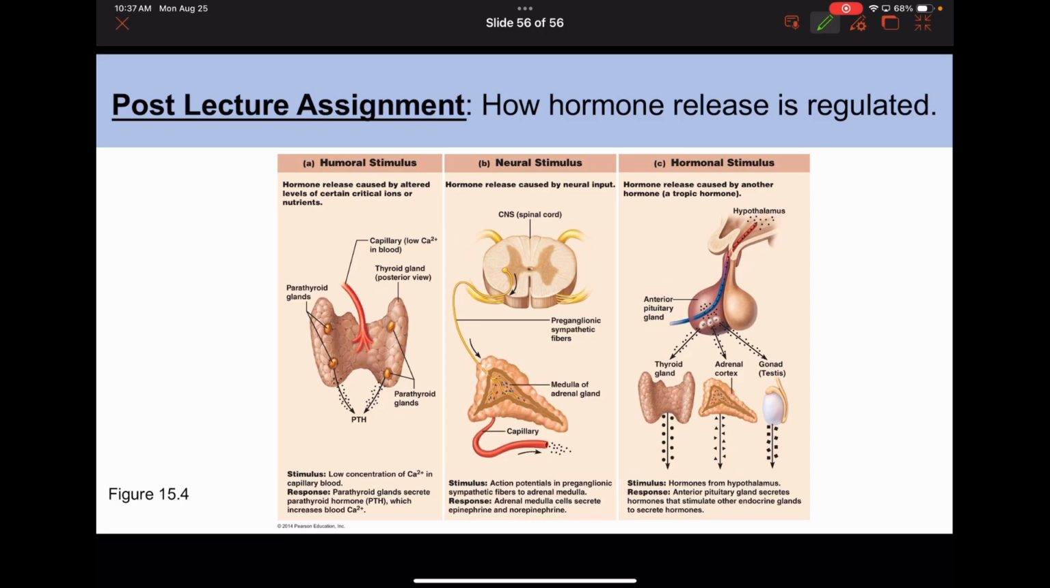All right, so, that's it, we're done. Okay, so this is your post-lecture assignment, the 3 different types of stimuli. You're going to give me a definition and examples of each. I know today was a lot. Endocrine 1 is just a long lecture, and then we spent a lot of time on the syllabus.